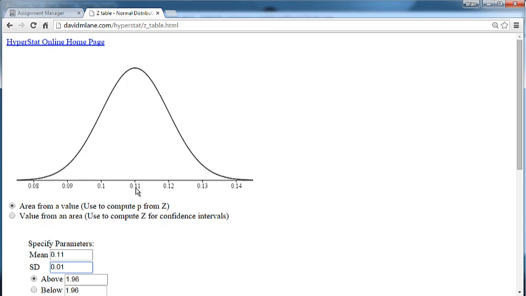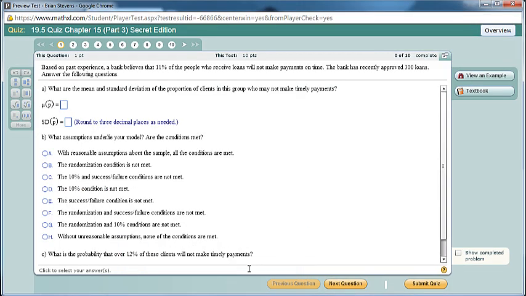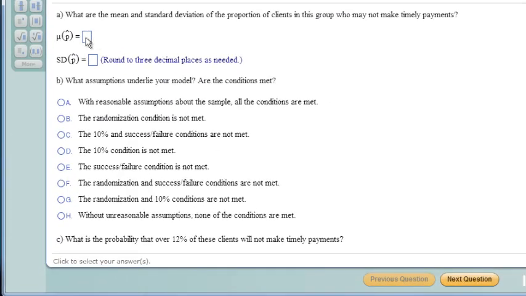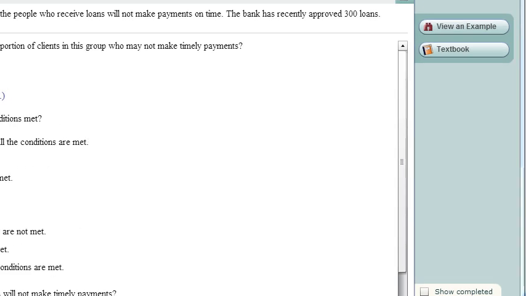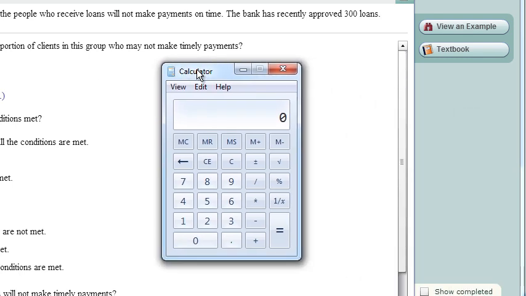This is what we expect. We need to now find the standard deviation. So we expect 11%, but let's go ahead and find the standard deviation of this distribution. The standard deviation of this distribution can be found by doing the square root of P times Q over N. So let's do this on our calculator right here. Let's go to calculator. P is 0.11, Q is 0.89. They are complements of each other. They both add to 1. If you notice that right there.